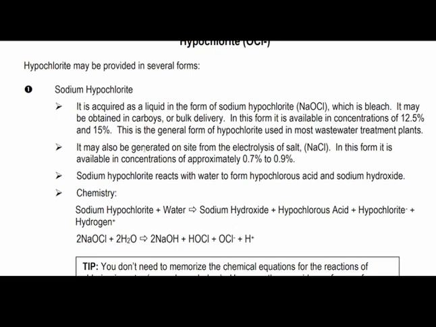It may also be generated on site from the electrolysis of salt, NaCl. In this form, it is available in concentrations of approximately 0.7% to 0.9%. Sodium hypochlorite, or bleach, reacts with water to form hypochlorous acid and sodium hydroxide.